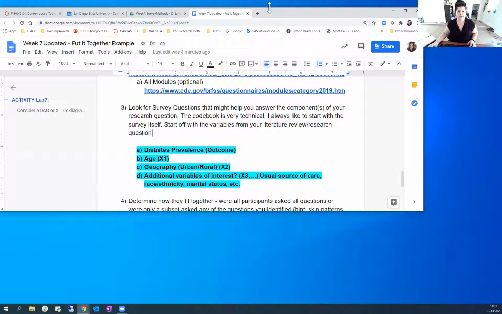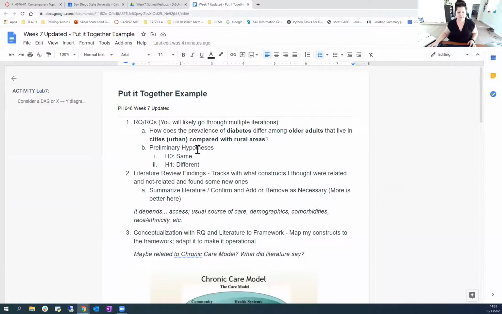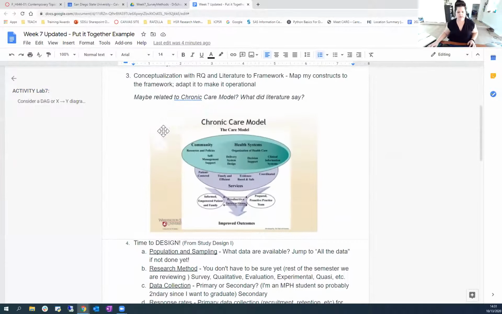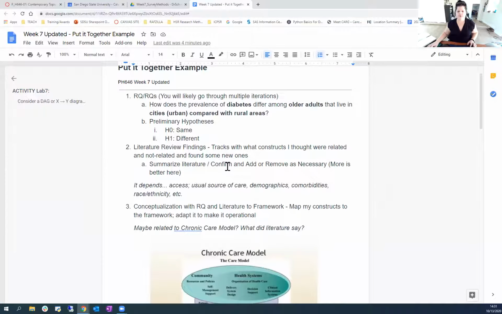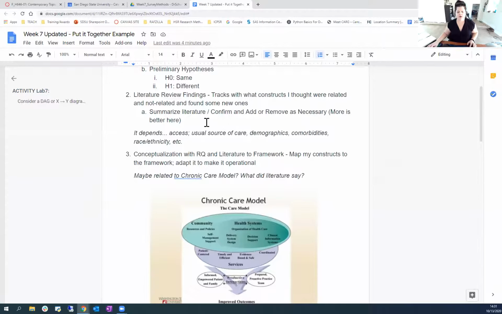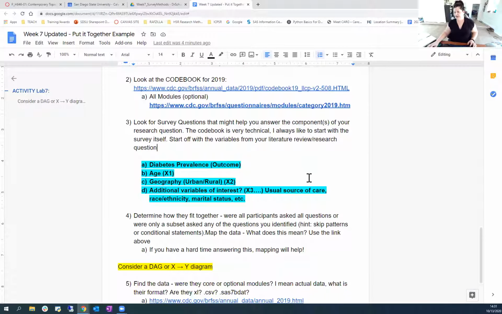We were looking at, and I'm going to share my screen with you, this fellow right here, which was an update of the put it together example. And remember, we talked about what the chronic care model was. We already had identified some good covariates in our literature, and now we were doing the activity and familiarizing ourselves with our code book.